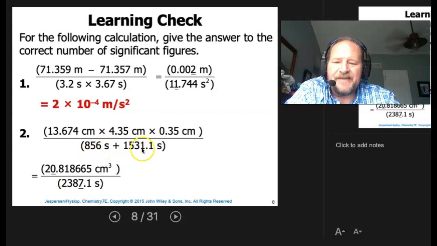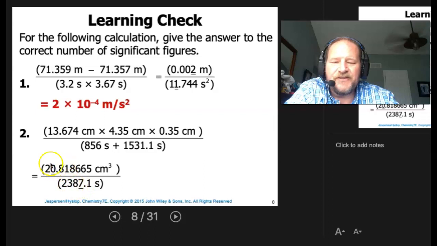Here, when we add these together, the seconds just combine, so we're just in seconds. However, we have no decimal places here and 1 decimal place there. So we get no decimal places down here. The 1 does nothing to the 7. So now we're going to take 21 divided by 2387.